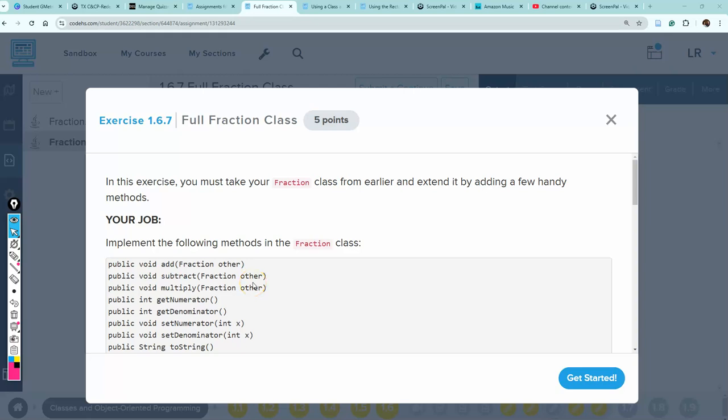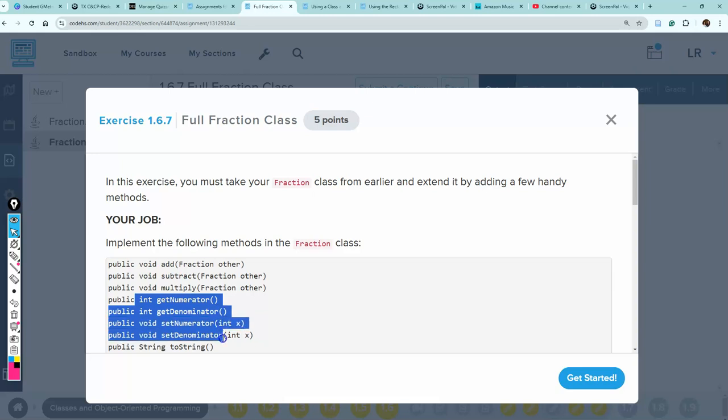Okay, here we go. So we've got this full fraction class now. It wants us to add some more methods. But in the previous one, we already added the get denominator and the denominator and all these. We already added these, so really we only have to add these three.